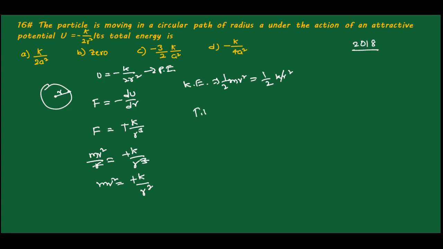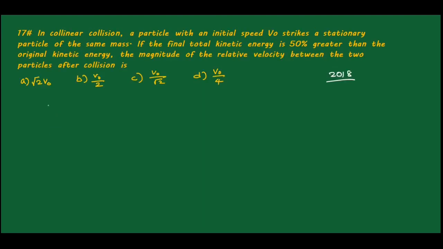Now the total energy is potential energy plus kinetic energy. Potential energy is minus k by 2r square, and kinetic energy is plus k by 2r square, so the total energy is 0. So this is answer B. Okay, we'll go to the next question. Here is one more question from 2018. In a collinear collision, a particle with an initial speed v0 strikes a stationary particle of the same mass.